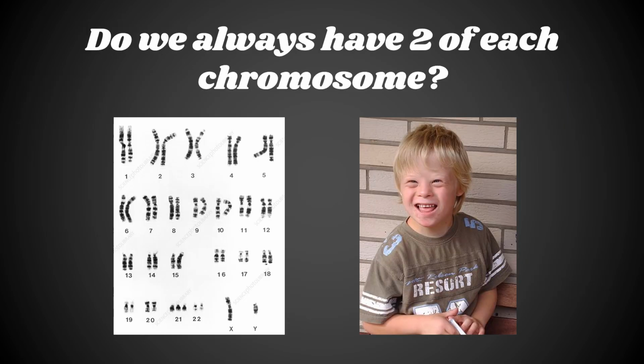Recall that our cells have 2 of each chromosome, but is it possible to have a different number of each chromosome? The answer is yes. You can have 3 copies of a chromosome or even 1 copy of a chromosome due to errors in meiosis. An example of this is Down syndrome, which occurs when you inherit 3 copies of chromosome number 21.